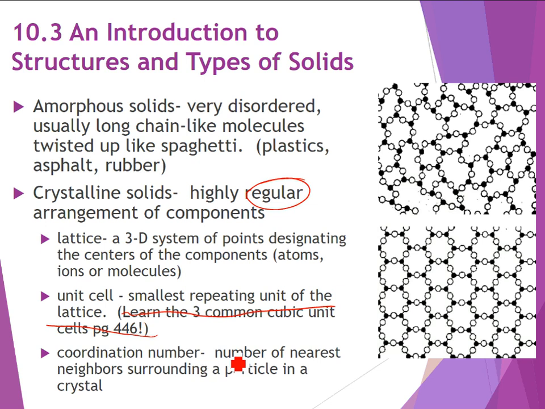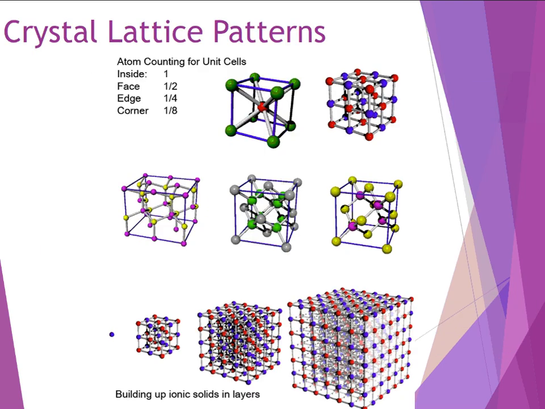Coordination number, again, you don't have to know this, but it's the number of nearest neighbors surrounding a particle in a crystal. It's essentially counting how many other points or objects are touching that particular particle, or not touching, but adjacent to. So these are some crystal lattice patterns. I'm going to go through these rapidly when you see these, so you don't need to know them.